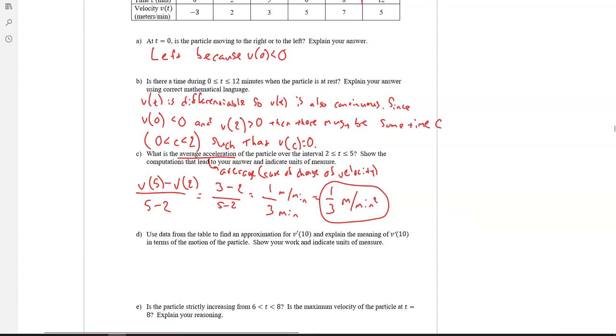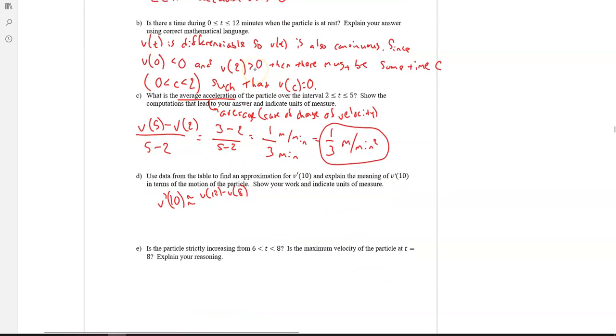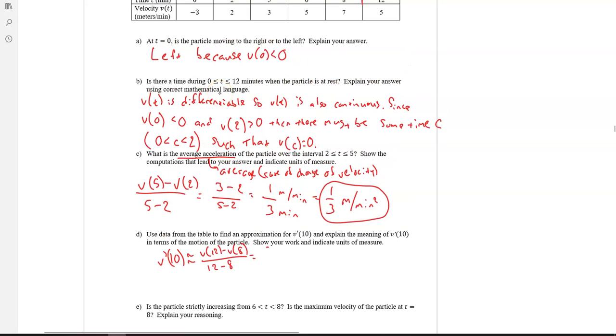Okay, so we'll say v prime of 10 is approximately equal to, squiggly equal sign for approximately, v of 12 minus v of 8 over 12 minus 8. Let me check here to see. Yep, and the v of 12 was 5, minus 7. And 12 minus 8 is 4. So we get negative 2 over 4, or negative 1/2. Okay? So there's the slope.